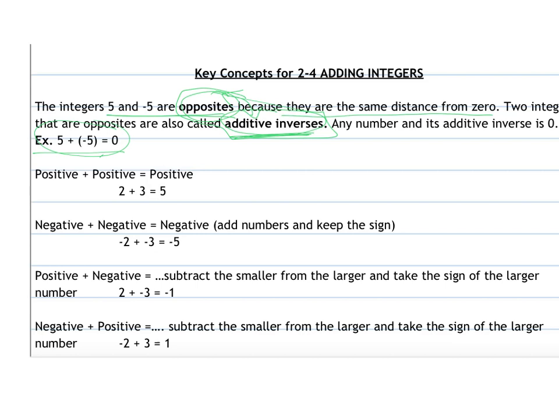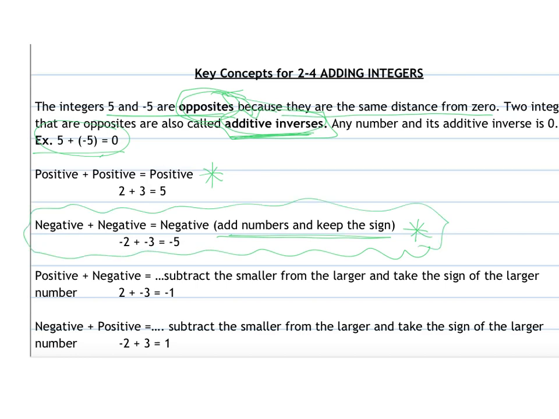Positive plus a positive is always positive. That's what you've known forever. You probably don't need to write that down. Negative plus negative is negative. Add the numbers, keep the sign. This is something that I would write down. Positive plus negative: subtract the smaller from the larger and take the sign of the larger number. This is something that I would write down.